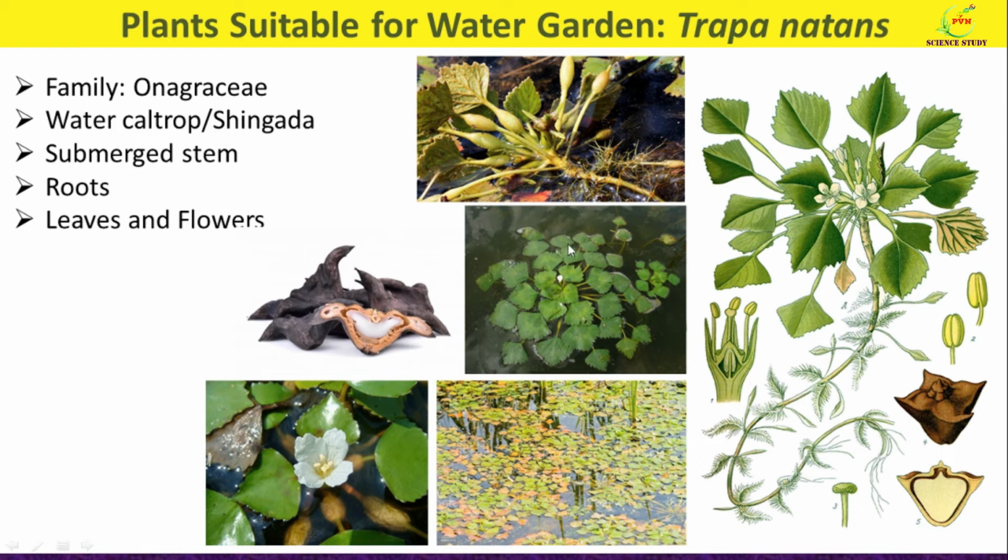Here you can see the leaves of the plant. The plant bears a rosette of floating fan-shaped leaves with slightly inflated petioles. So in this photograph you can see the petioles. The plant produces small 4-petaled white flowers like this. It also produces very large nutritious fruit nuts with 4 sharp spines. So these are the fruits of Trapa natans which are edible.